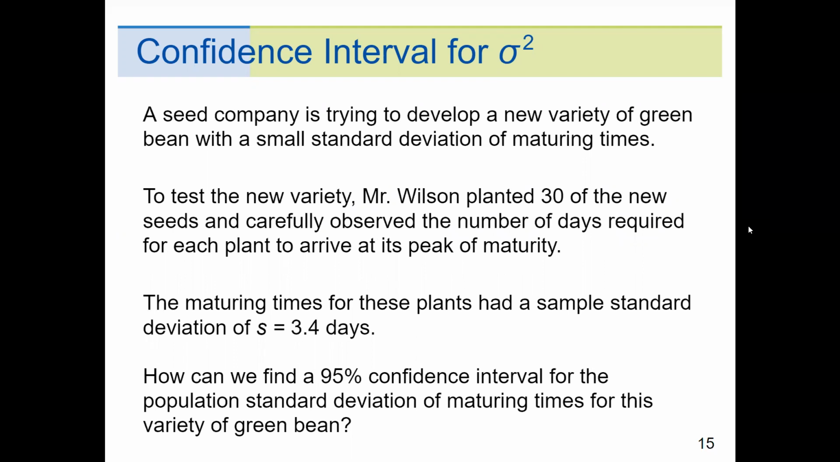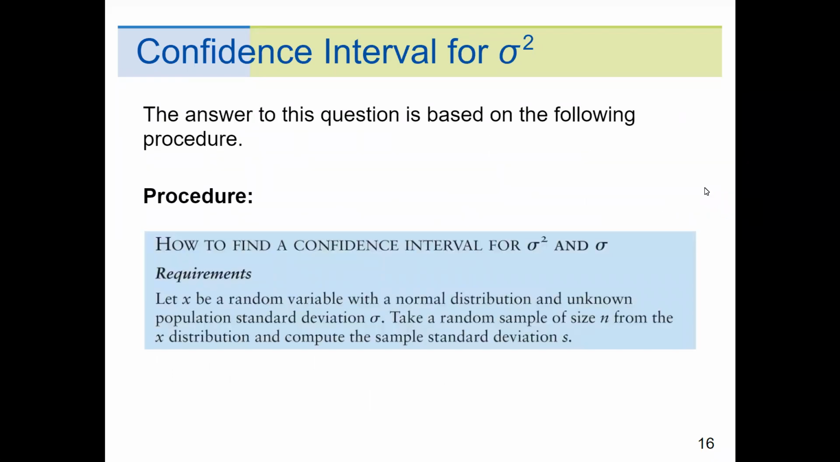A seed company is trying to develop a new variety of green bean with a small standard deviation of maturing times. To test the new variety, Mr. Wilson planted 30 of the new seeds, carefully observed the number of days required for each plant to reach peak maturity. The maturing times for these plants had a sample standard deviation s equal to 3.4 days. How can we find a 95% confidence interval for the population standard deviation of maturing times for this variety of green bean? The answer to this question is based on the following procedure. So, pause the video and take down your requirements.